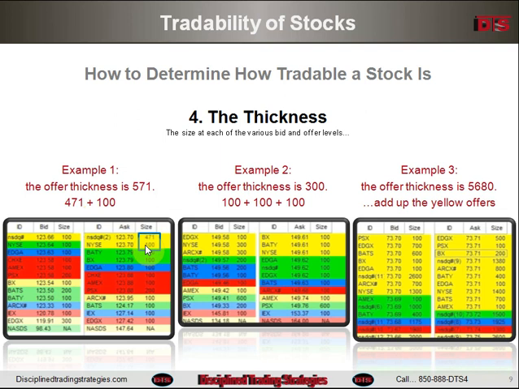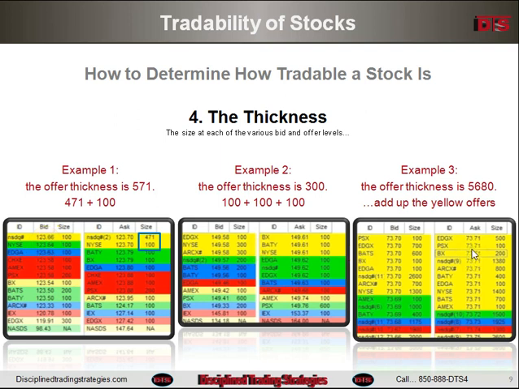If you were to try to buy 1,000 shares, you would get filled on 571, but 429 would not be filled unless somebody else stepped up to sell those to you, and you would become the high bid for the remaining shares over on the left side of the screen.